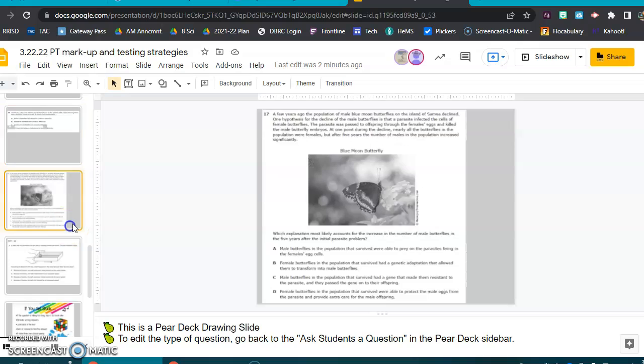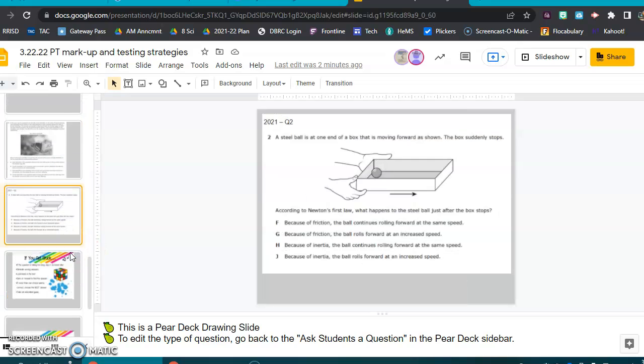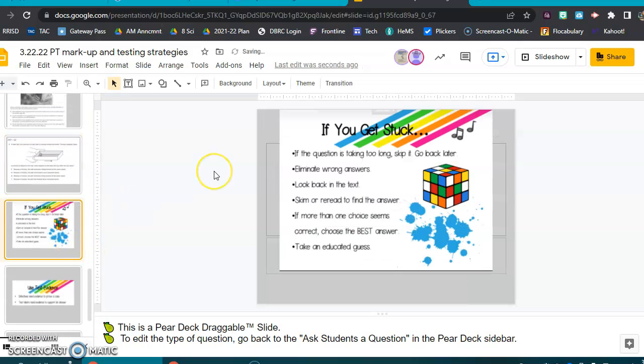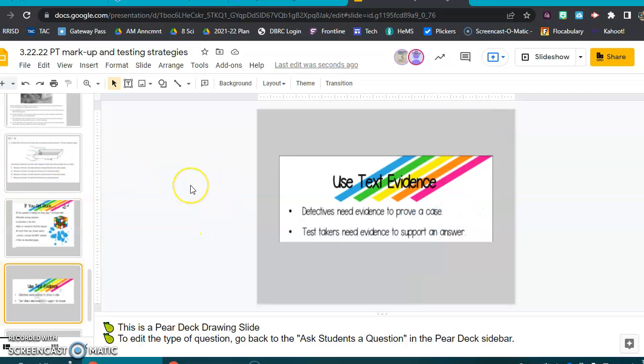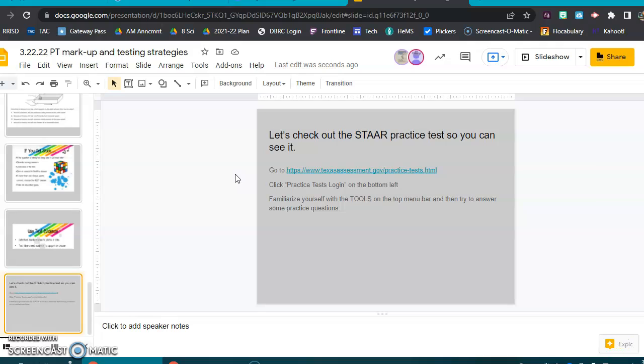And you can use these to answer these questions to kind of give yourself some ideas. But if you get stuck, if the question is taking too long, go back later. Eliminate wrong answers, go back into the text, skim or reread to find those final answers. If more than one choice seems correct, choose the best answer. And at that point, take an educated guess, something that might support your theory. And then lastly, remember, use the text as evidence. Detectives need evidence to prove a case, and test takers need evidence to support their answer.